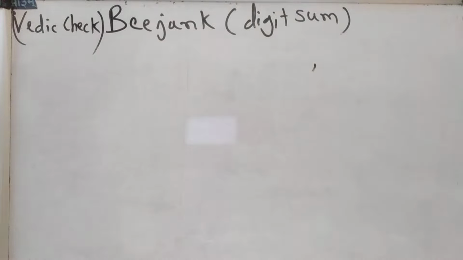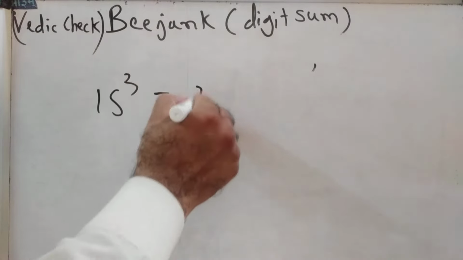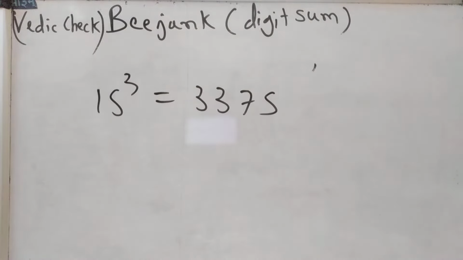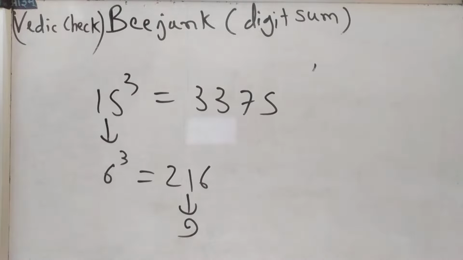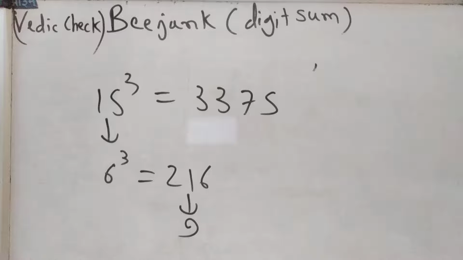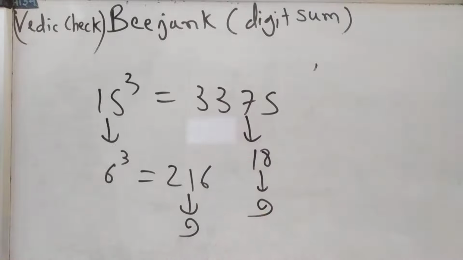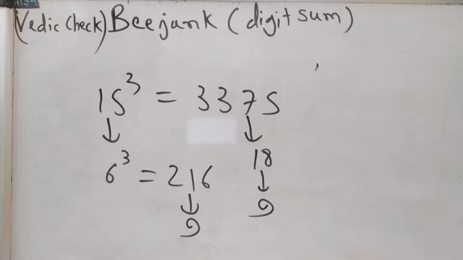To check the correctness of cube, 15 cube is 3375. To check whether it is correct or not, we find Bijank of 15, which is 1 plus 5 equal to 6. So 6 cube. 6 cube is 216, and Bijank of 216 is 9. And of RHS, the Bijank will be 3 plus 3 plus 7 plus 5 is 18, and 1 plus 8 is 9. So Bijank of both sides is equal. So the answer is correct.